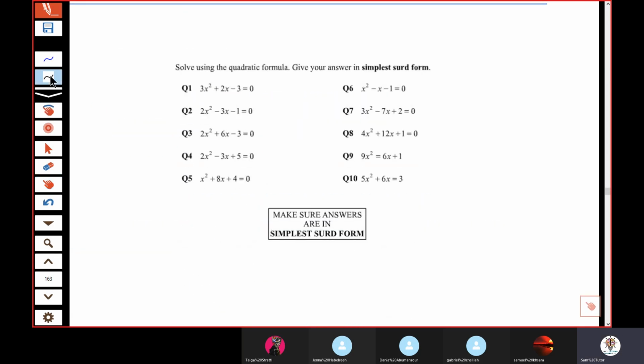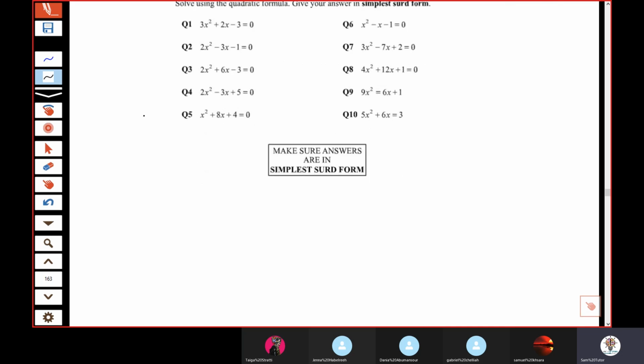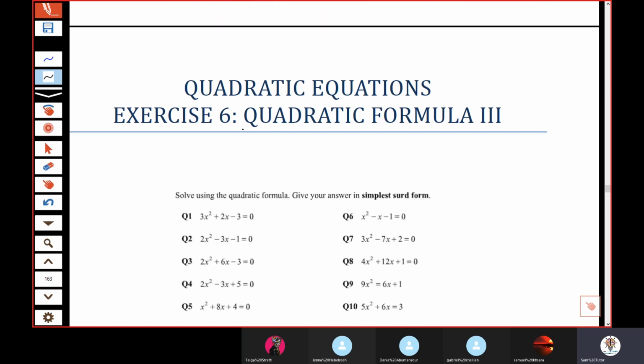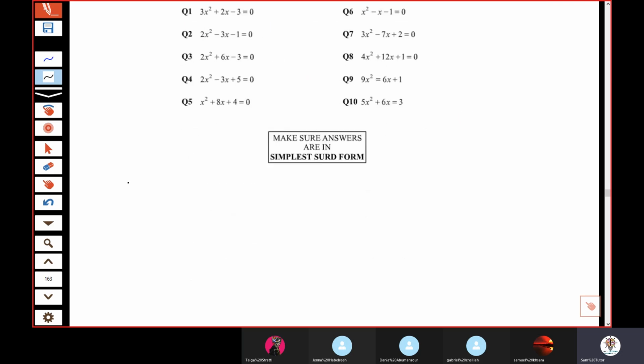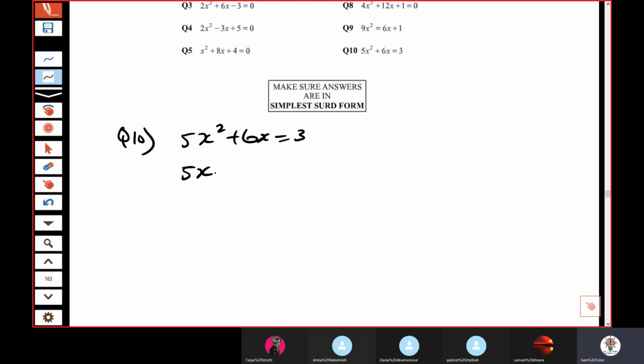So let's do one of these and I'll get you guys going. Let's do question 10. This is from exercise 6. Question 10. 5x squared plus 6x equals 3. What's the first thing I've got to do? Bring the 3 over. 5x squared plus 6x, take away 3 equals 0. I think it's good just to write what your A, B, and C is. It's a bit easier to identify. So what is A equal to? B and C. 5, 6, negative 3.